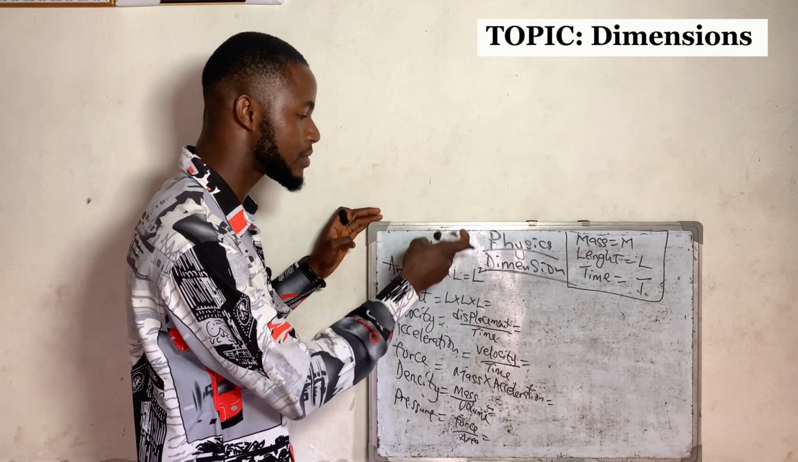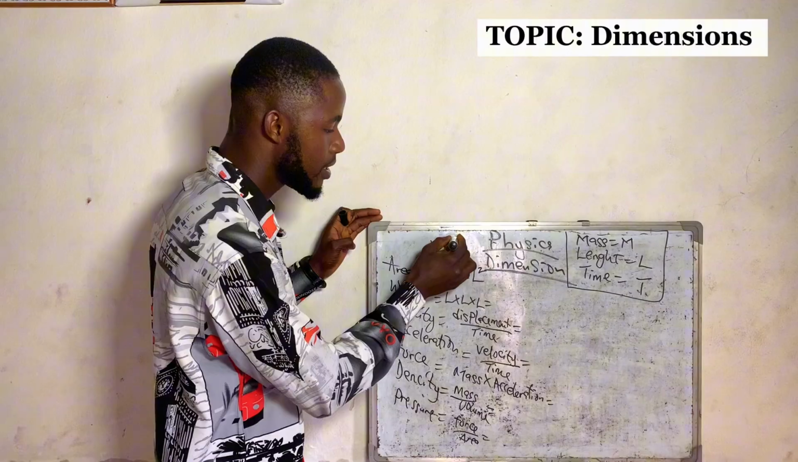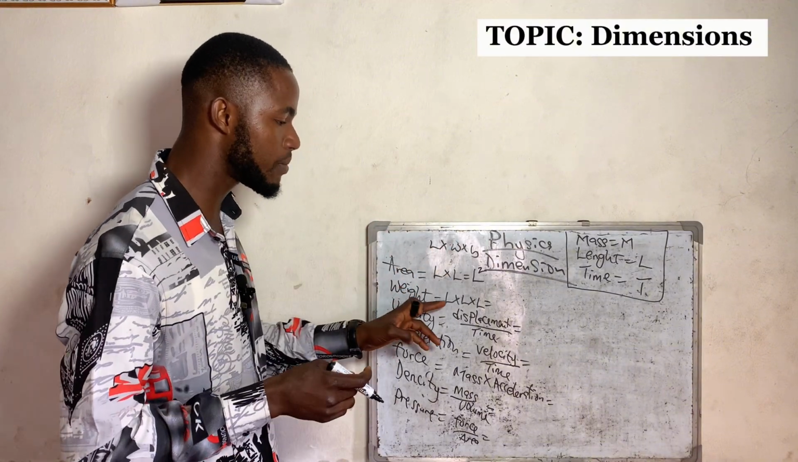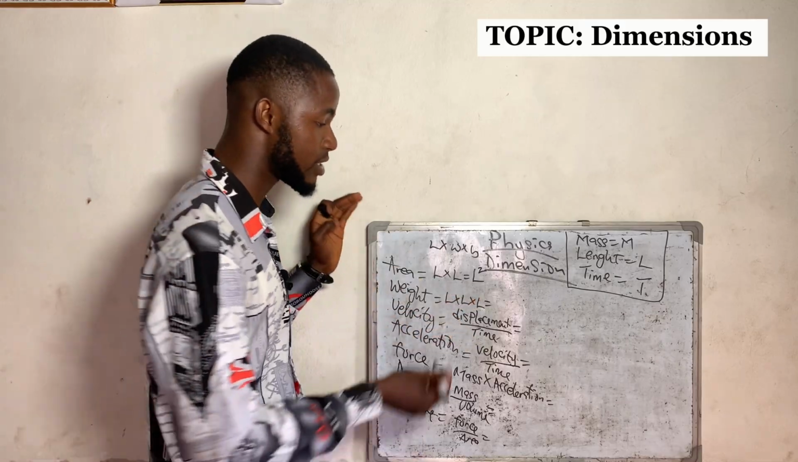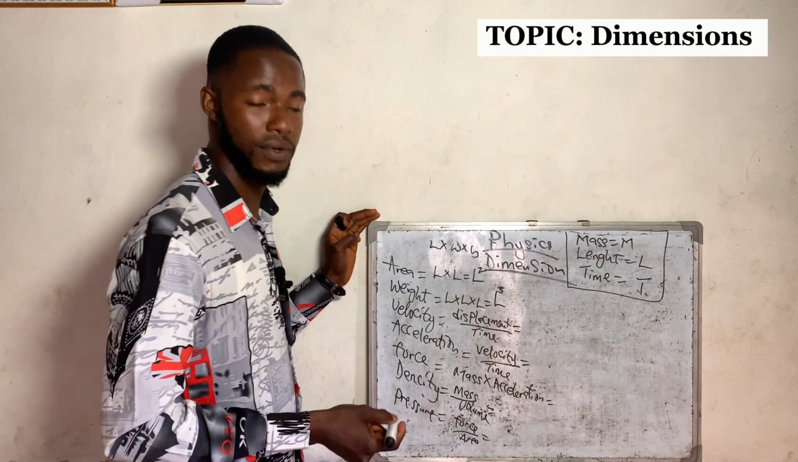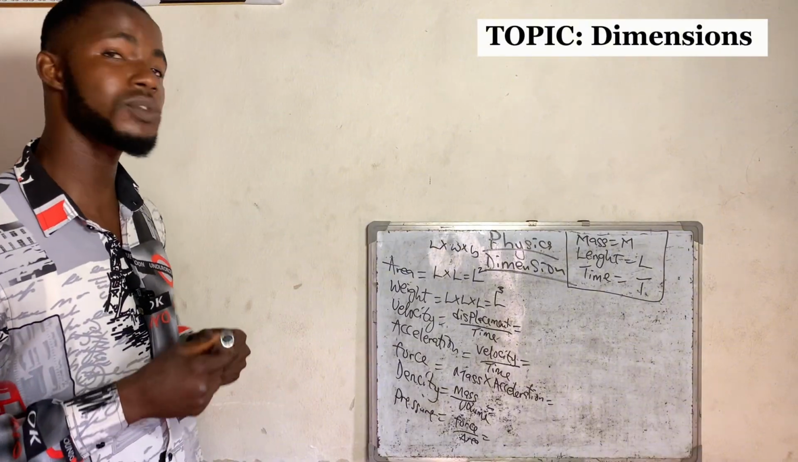So we have weight. Weight we know is length times width times height. So in dimension it should be length times length times length, which is L cube, L raised to power 3. Are we following now?